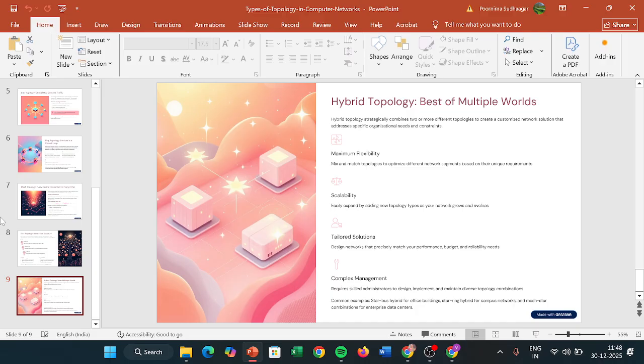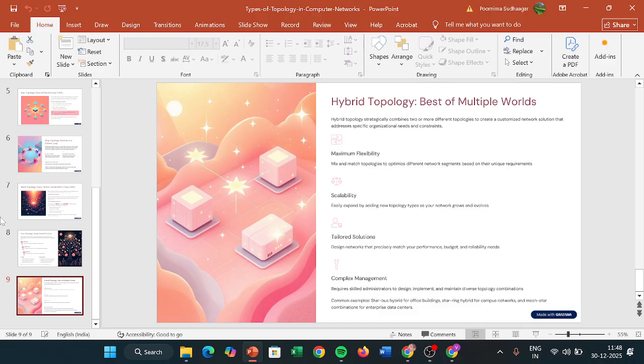The advantages of hybrid topology are maximum flexibility, scalability and tailored solutions, while the drawback is complex management, which means it requires skilled administrators to design, implement, and maintain diverse topology combinations. Common examples: star-bus hybrid for office buildings, star-ring hybrid for campus networks, and mesh-star combinations for enterprise data centers. So that's all about the types of topology.